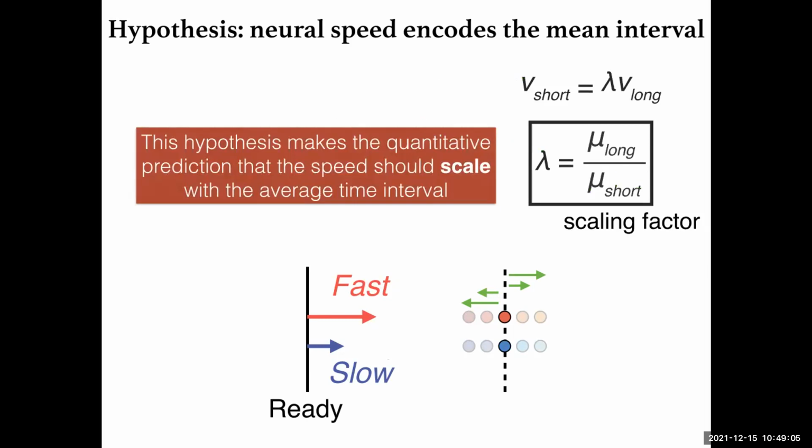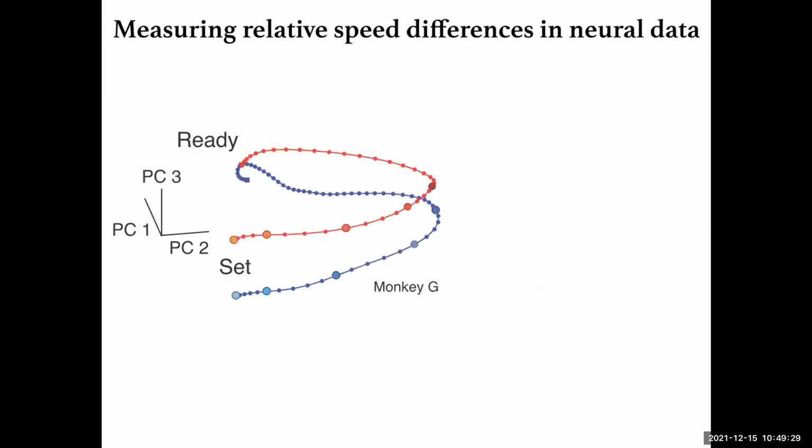The other reason why this hypothesis is appealing is that it makes a specific prediction, which we can test in the data. This prediction is that the speed in the short condition should be proportional to the speed in the long condition. And the coefficient of proportionality here, which I'm going to call the scaling factor lambda, should be equal to the ratio of the two means. So now we can test this prediction in the data directly.